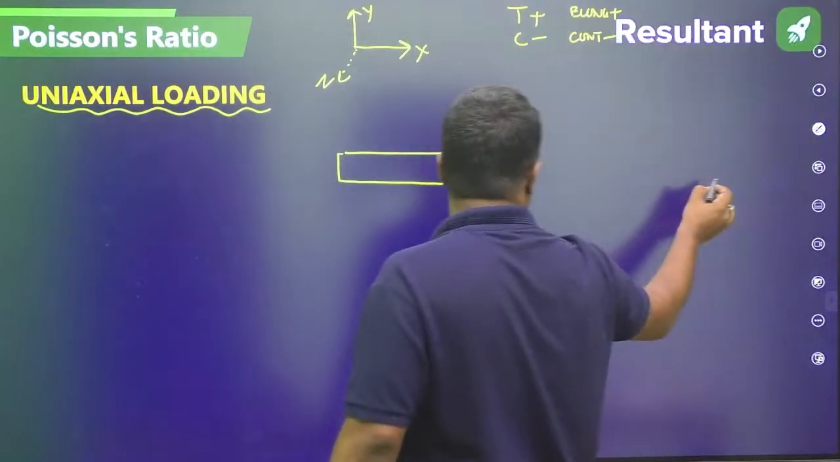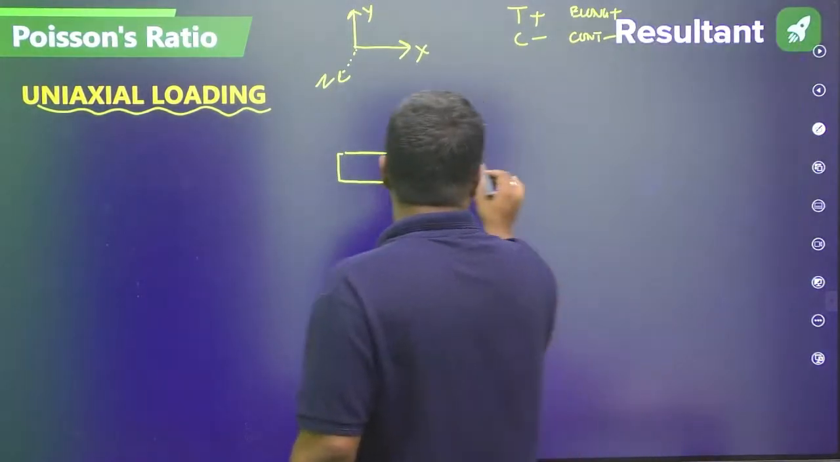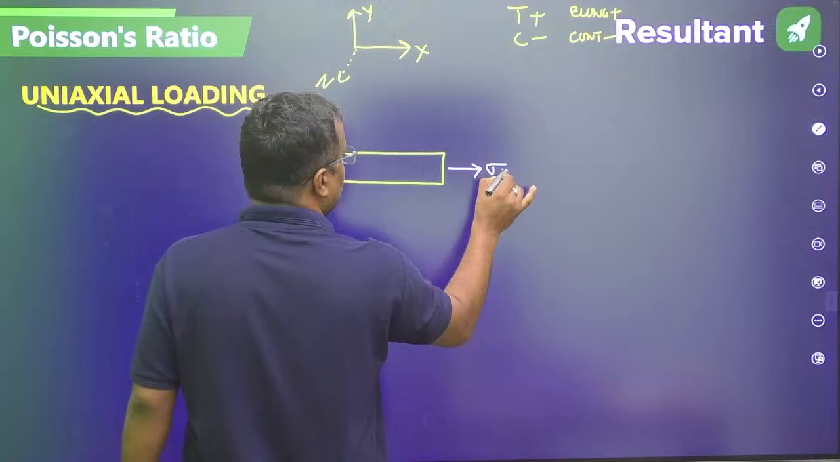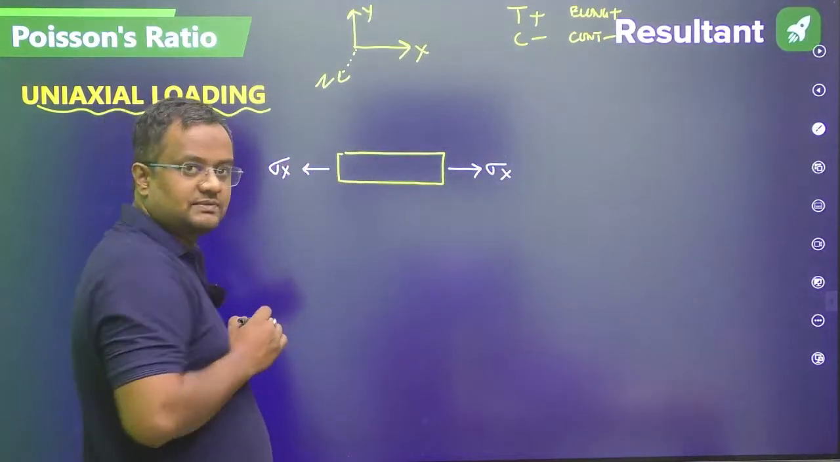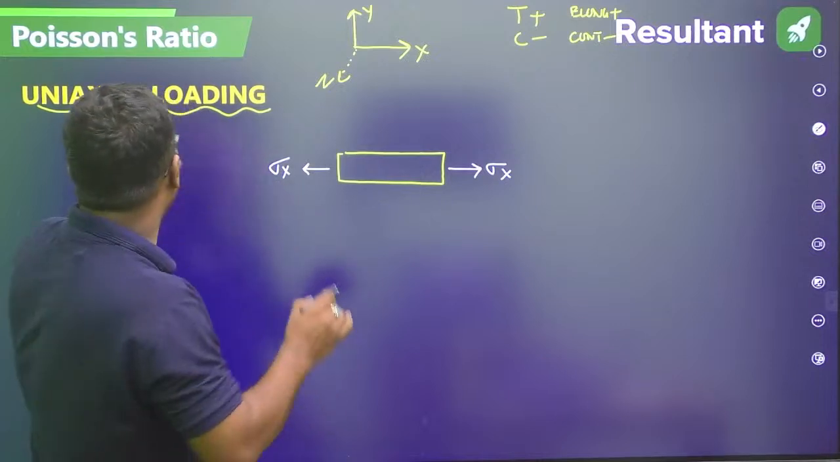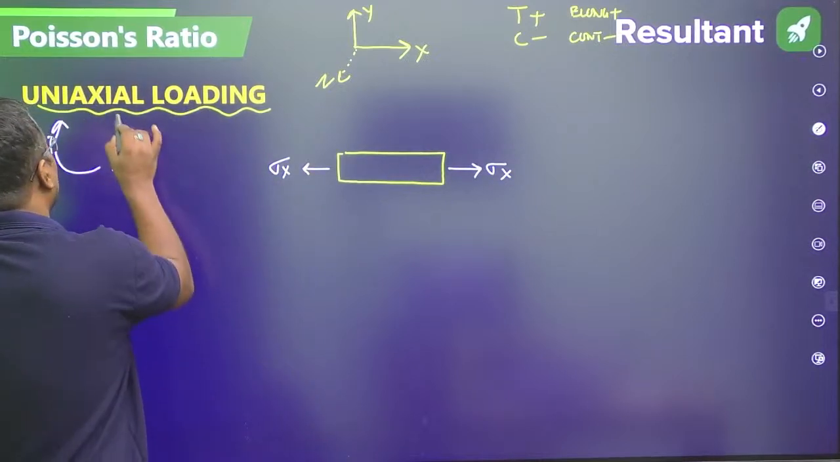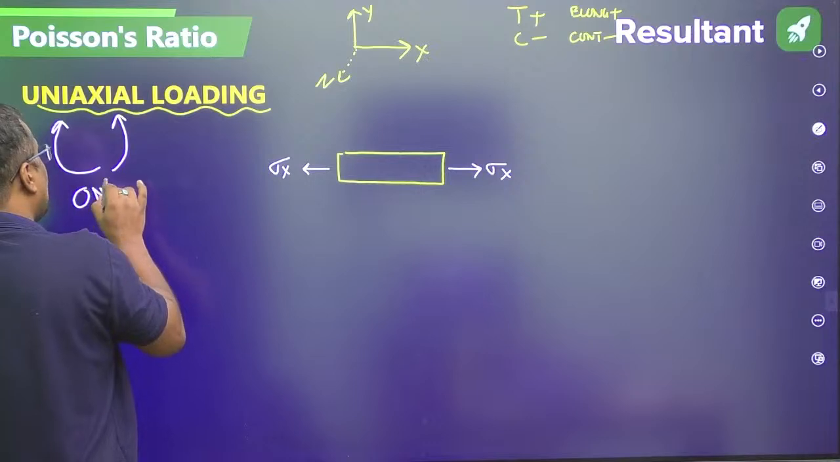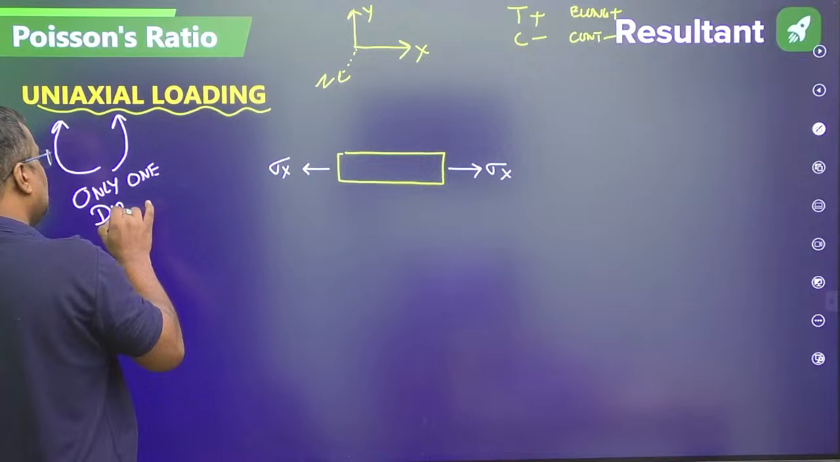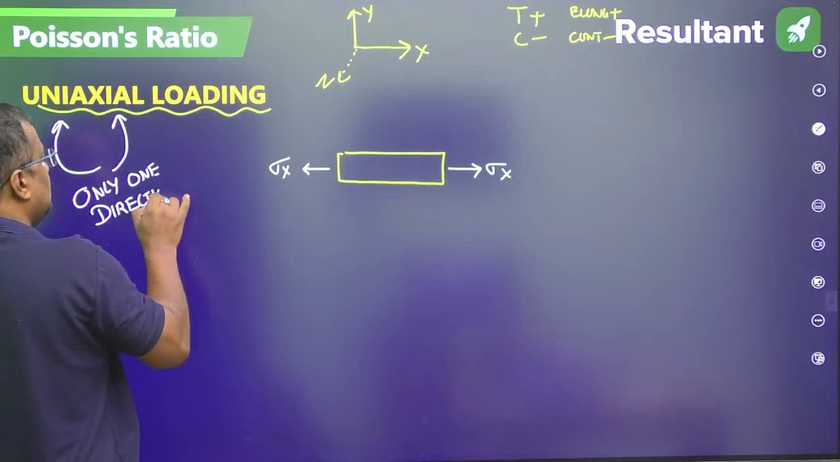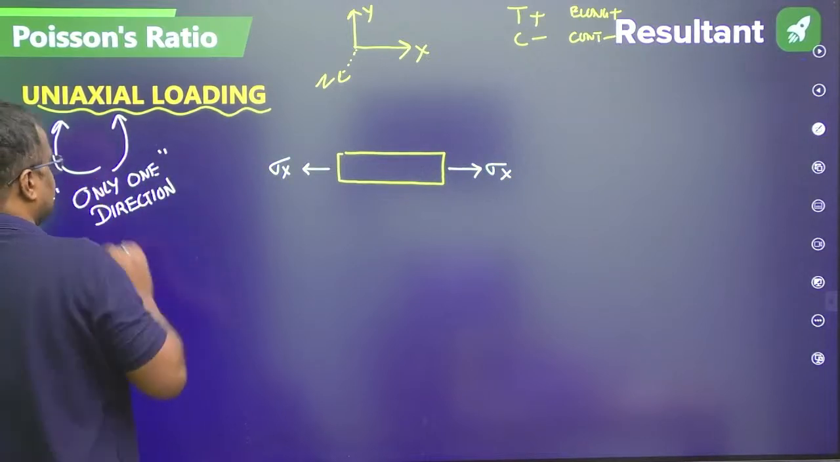So guys, if in this body some forces are coming, due to which some stresses come, sigma x, unidirectional loading, only one direction.